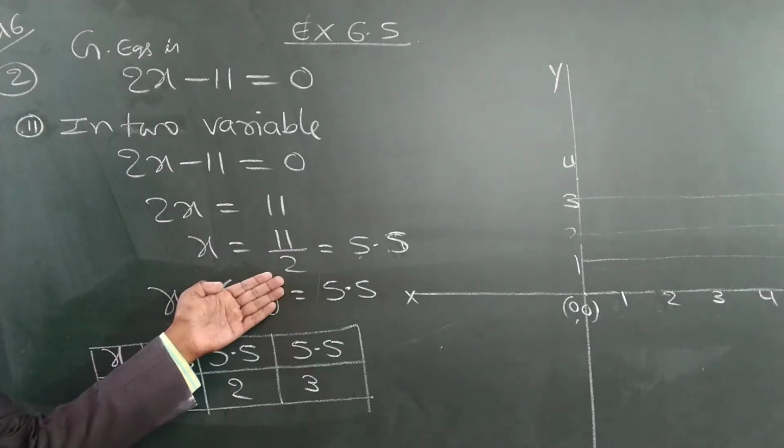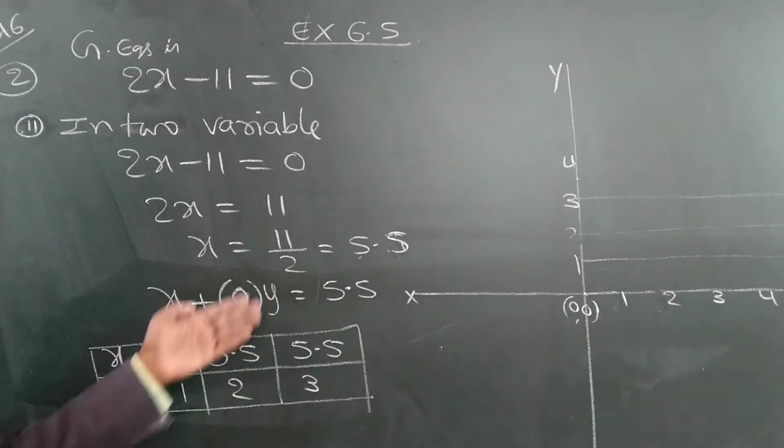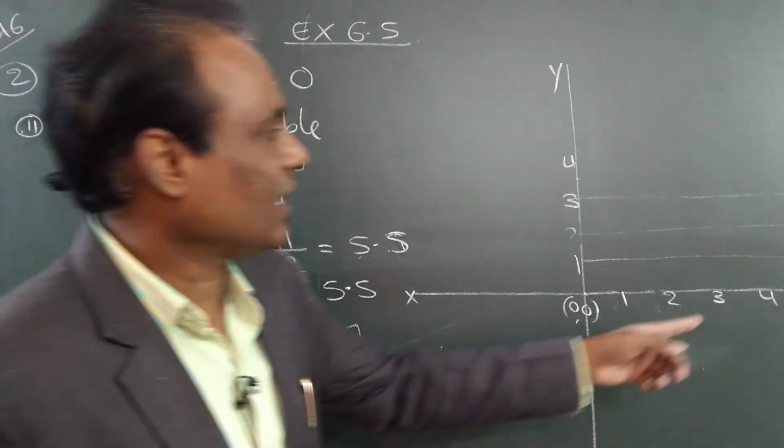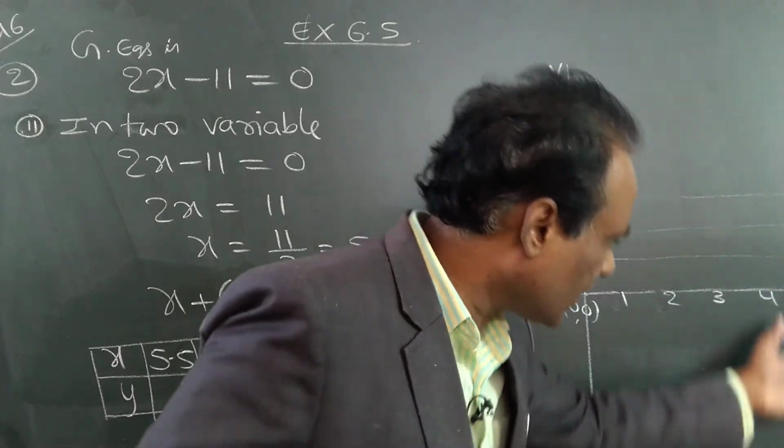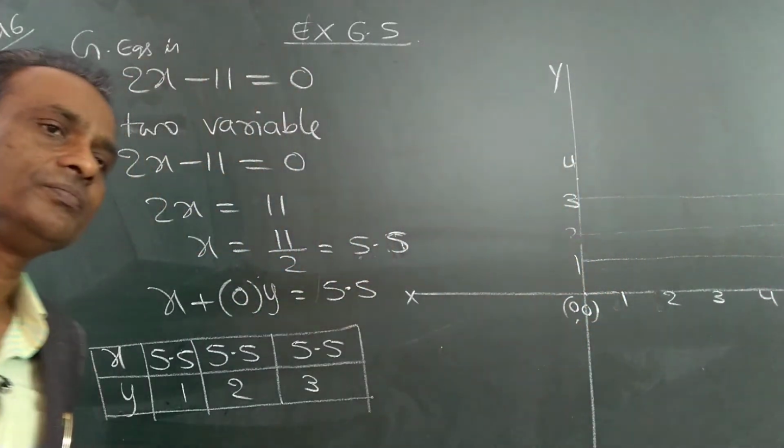X is equal to 5.5. For y any number, x is 5.5. So x is always 5.5. Draw the line. This is the answer.